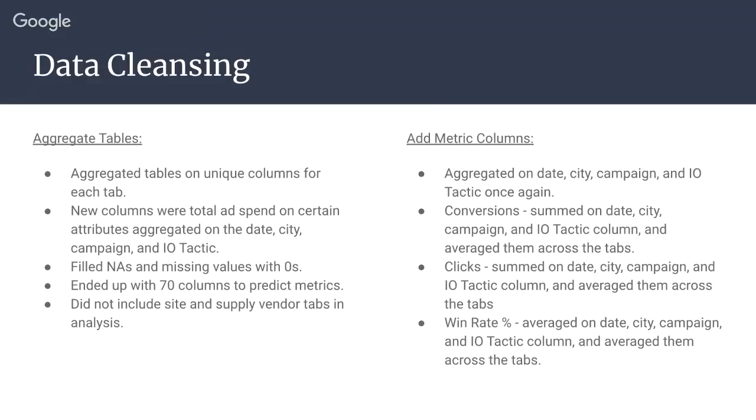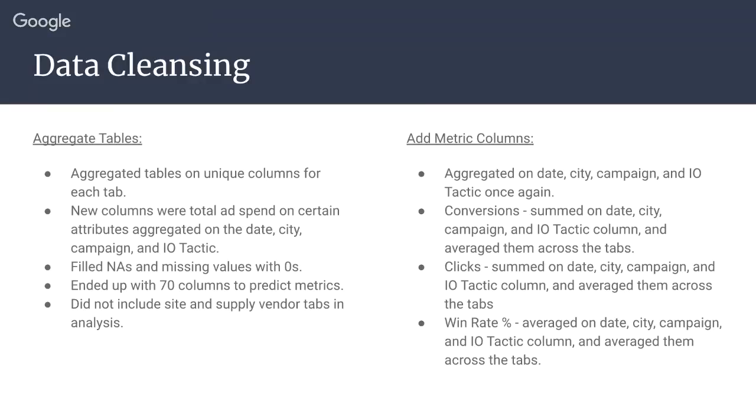We also did not include the site and supply vendor tabs in our analysis, as we felt the site tab had too many websites, and the supply vendor tab was missing the IO tactic column, so we were unable to aggregate on that level.